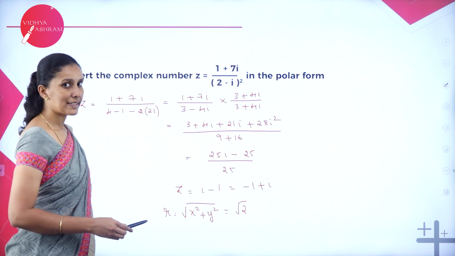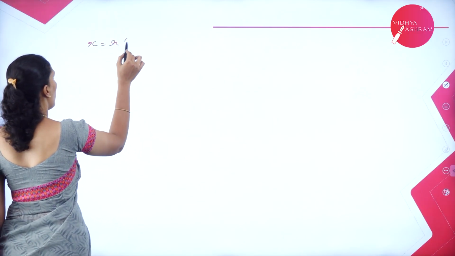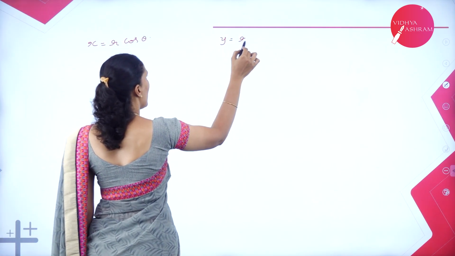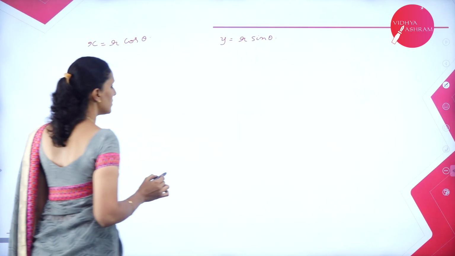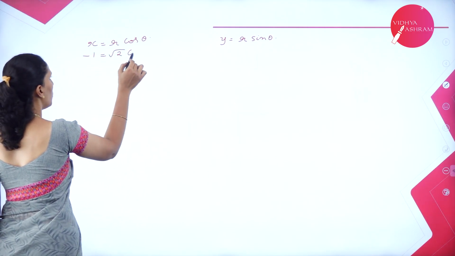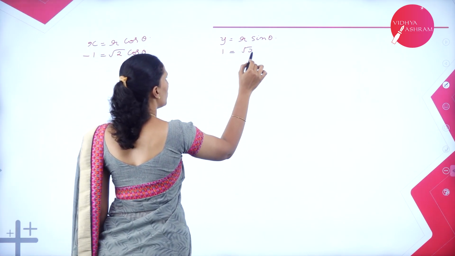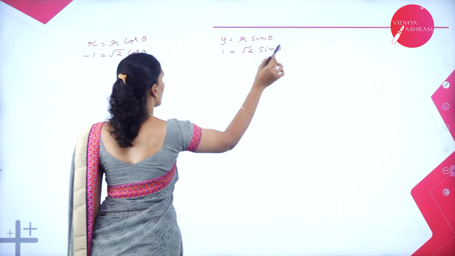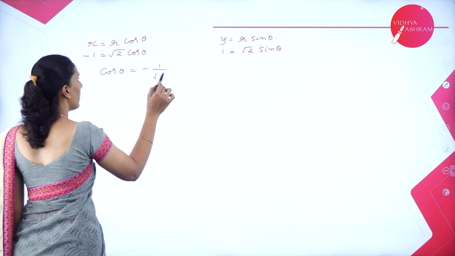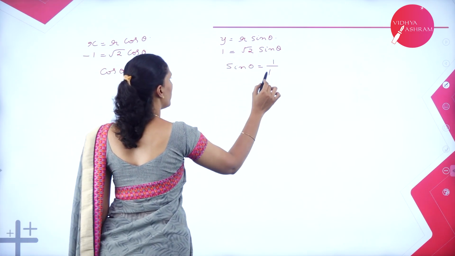Next, we will find θ. We have x = r cos θ and y = r sin θ. So therefore we have −1 = √2 cos θ and 1 = √2 sin θ. So we get cos θ = −1/√2 and sin θ = 1/√2.